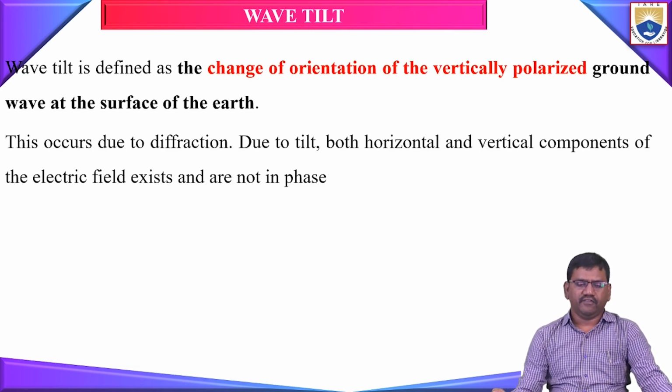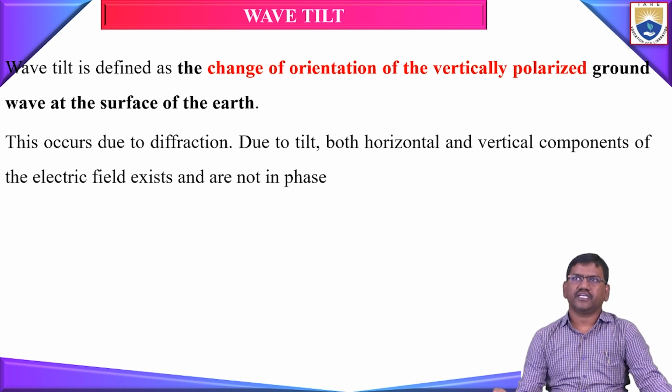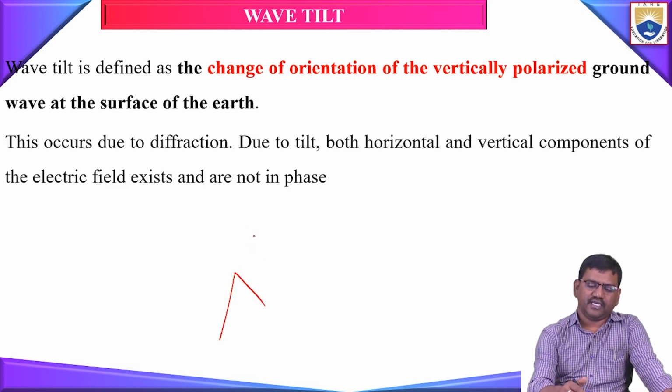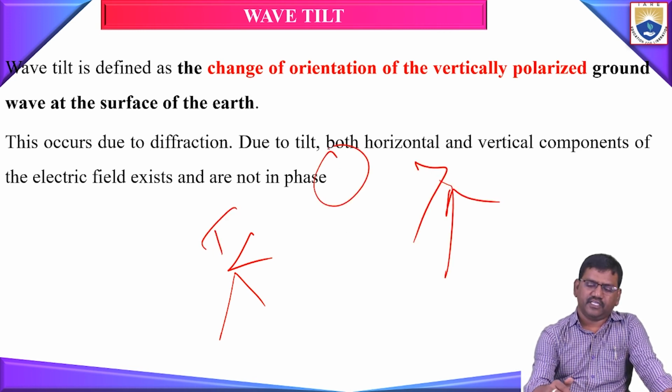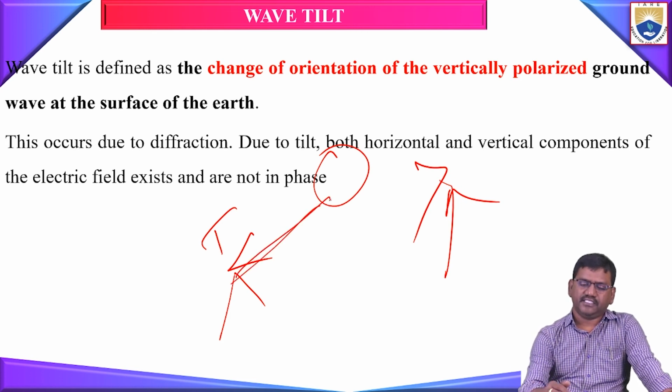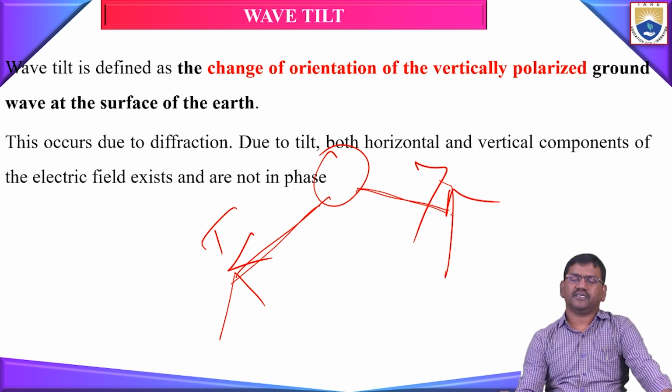And wave tilt. Wave tilt is defined as the change of orientation of a vertically polarized ground wave at the surface of the earth. This occurs due to diffraction. Due to tilt, both horizontal and vertical components of the electric field exist and are not in phase. When I transmit a signal from the transmitting antenna to the receiving antenna, if the wave strikes any obstacle, it changes its polarization. Multiple reflections happen when it strikes the obstacles. This occurs due to diffraction.